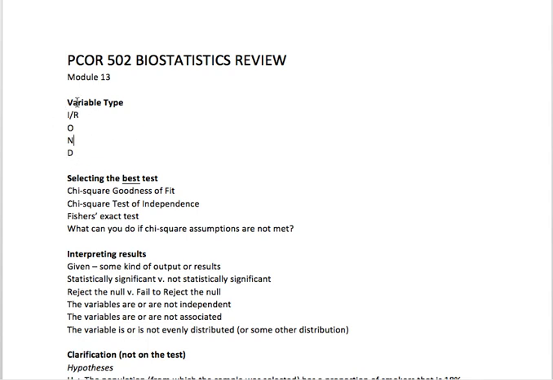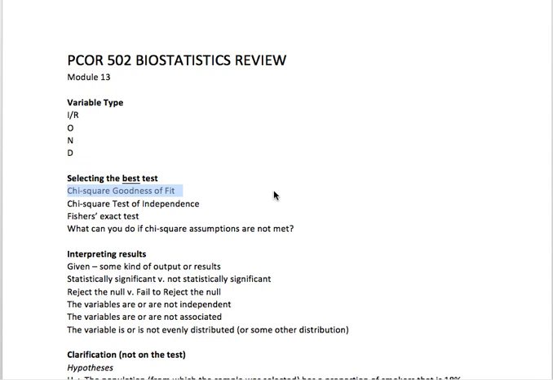Now that information is going to help you when selecting the best test. In fact, the three different tests that you have to choose from that you know of so far all are dependent on having a dichotomous, nominal, or ordinal variable. We cannot run chi-square tests, either the goodness of fit test, test of independence, or the Fisher's exact test, with anything other than categorical variables.